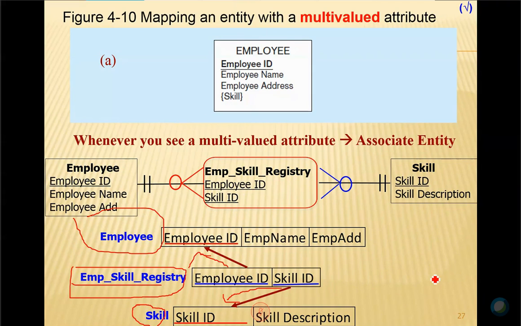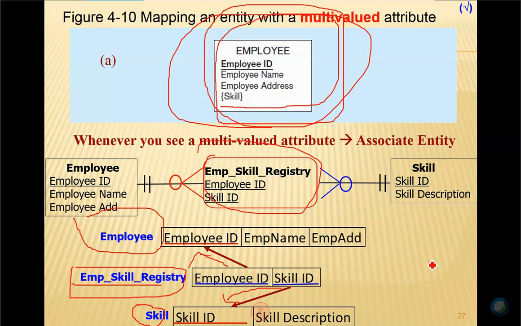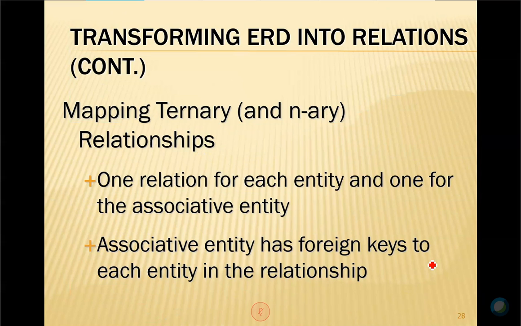So this is important. I want you to pay attention to this one. Whenever you see a multi-value attribute, think about an associate entity. All right, we are almost done. Whenever you see a ternary relationship, convert that into an associate entity.